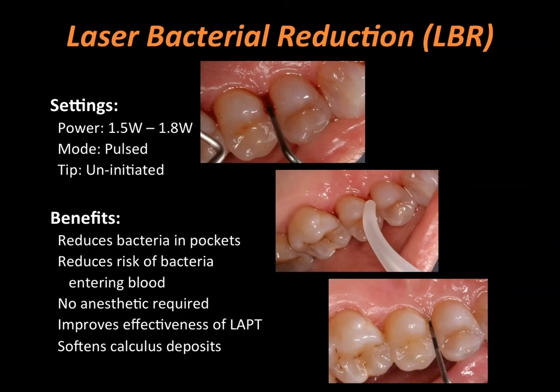So here you can see the hygienist taking a perio probe, and you can see the pocket that is present in excess, maybe 4 or 5 millimeters. She's going to go ahead and use the laser in the non-initiated form to reduce the bacterial count in the area. It's in the pulse mode, and the hygienists are able to do this. It reduces the risk of bacteria entering the bloodstream. She does not use anesthetic here, can soften calculus.